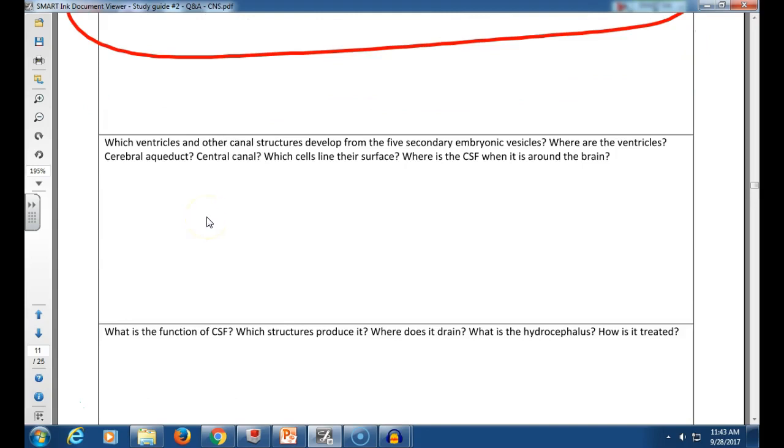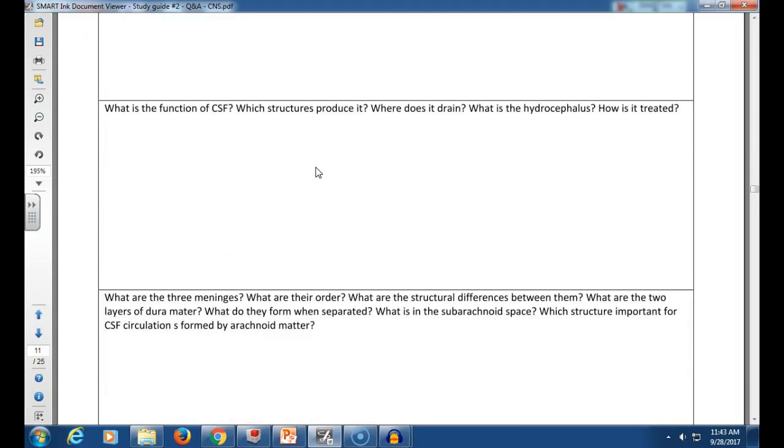Same goes for the ventricles. Anatomy of ventricles. Know it. Horns of the lateral, where is the third, where is cerebral aqueduct, where is the foramen, where is the fourth ventricle, where is central canal, and stuff like that. Function of CSF, produced by choroid plexus, drained through the arachnoid villi into the blood.